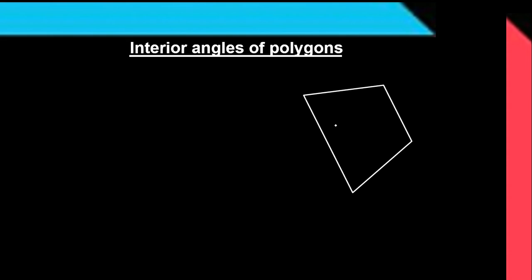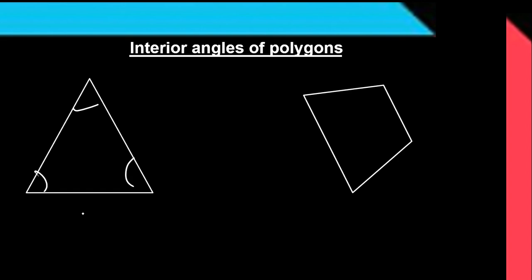If I have this quadrilateral and I need to work out what the angles inside add up to, what is the sum of the interior angles? Let's take this triangle. We know that the angles in a triangle, if I add them together, have a sum of 180 degrees. If I take a polygon, this quadrilateral, I can go from one vertex to the other and create 2 triangles, and within each triangle I know that the angles add up to 180 degrees.